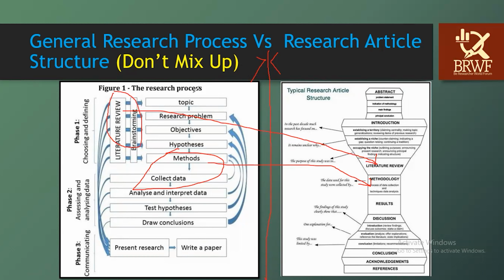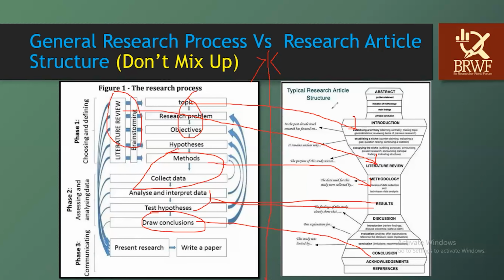And also there are topic selection, research problem or questions, and objective, which will go to the introduction as well as the abstract. And analysis and hypothesis testing will go to the results and discussion section. And there is conclusion, which will go to the conclusion section. And there are also things like present paper and write paper, which are not associated with writing a paper. That means every element in the research process is directly connected to the research article. But keep in mind, they are not similar things.